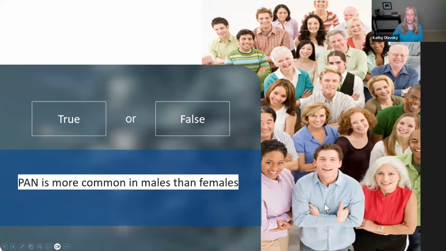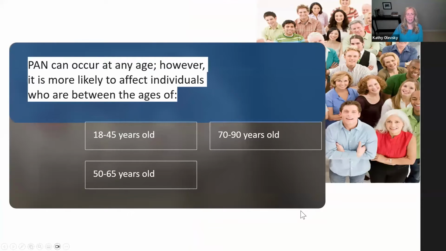True or false? PAN is more common in males than females. True. It's more common in males than females. And PAN can occur at any age. However, it's more likely to affect individuals who are between the ages of 18 to 45, 70 to 90, or 50 to 65. And the answer is 50 to 65 years old.